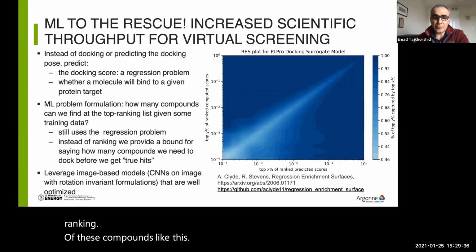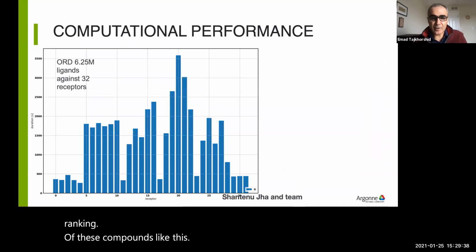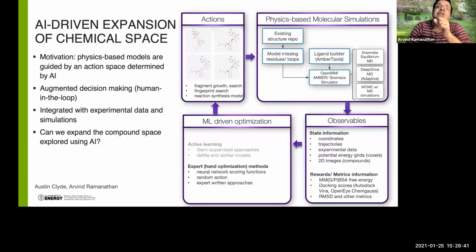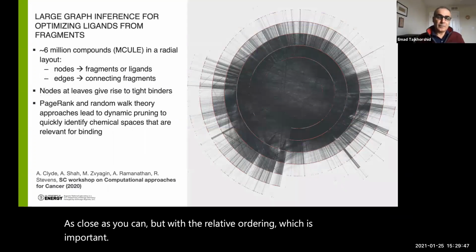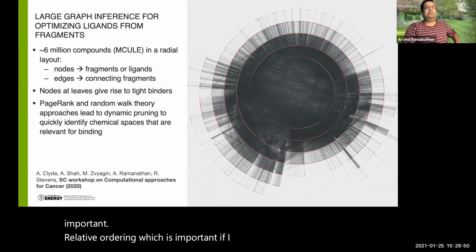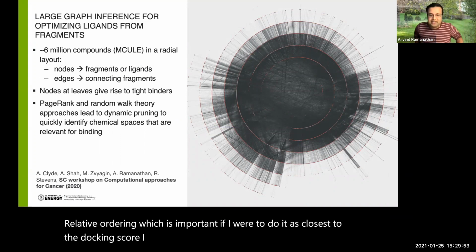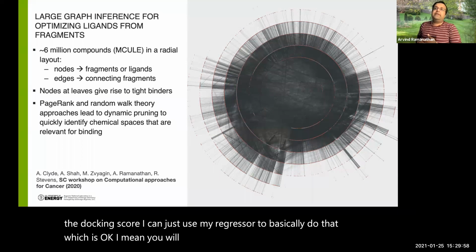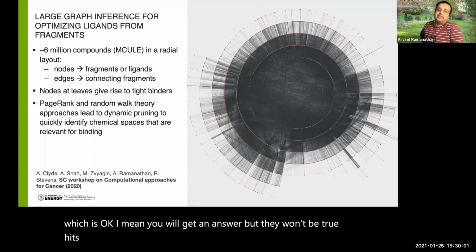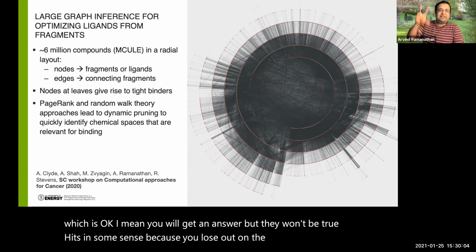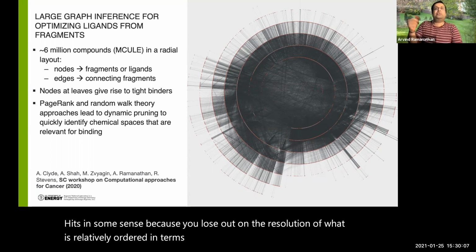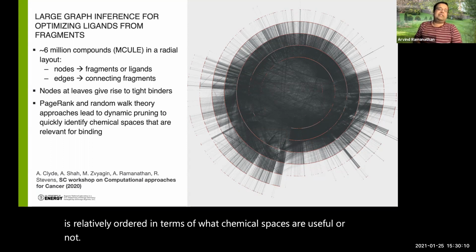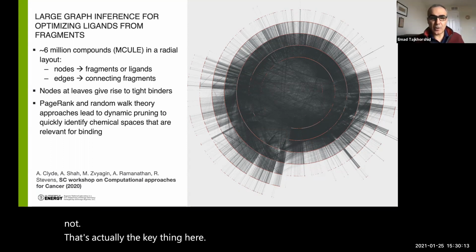Now you use your machine learning to predict or guess that number as close as you can. As close as you can, but with the relative ordering, which is important. Relative ordering, which is important, right? If I were to do it as close as to the docking score, I can just use my regressor to basically do that, which is okay. I mean, you will get an answer, but they won't be true hits in some sense, because you lose out on the resolution of what is relatively ordered in terms of what chemical spaces are useful or not. That's actually the key thing here. And the descriptors you use for the molecule, yeah, the descriptors are quite flexible.